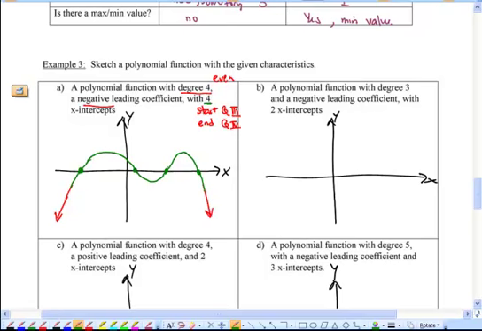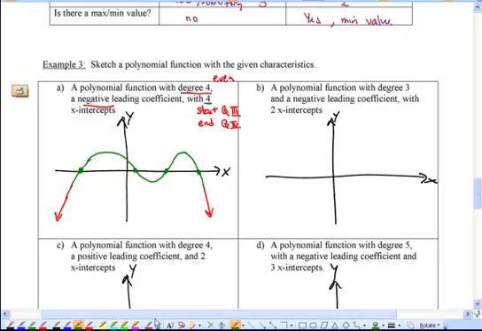Okay, I'm going to try part B with you as well, and then I want you to try C and D on your own. You can come back and check your answer. Polynomial function with degree 3 and a negative leading coefficient with 2 x-intercepts.